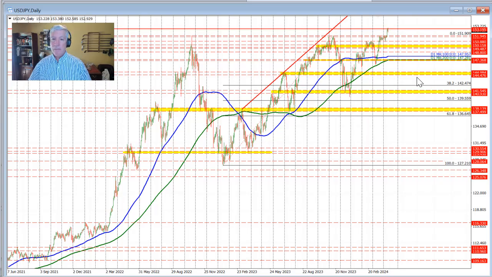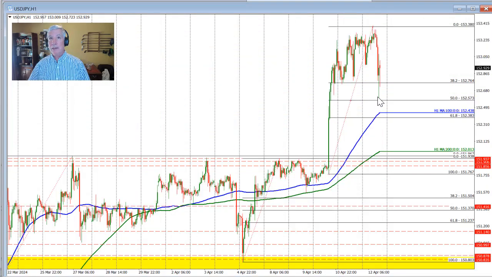So it's hard to stop the freight train from moving to the upside. The only way you can do that is to get below certain levels, like the 100-hour moving average, like the 50% retracement level. So until then, the buyers are more in control.